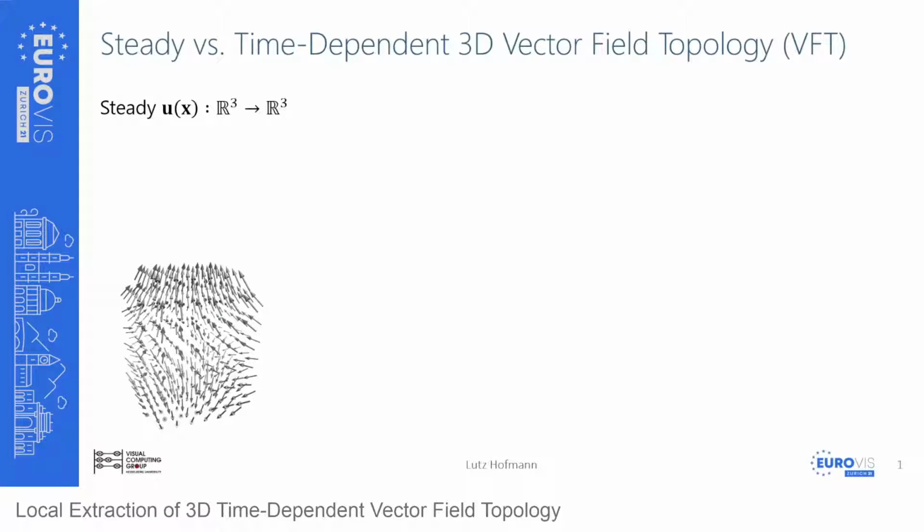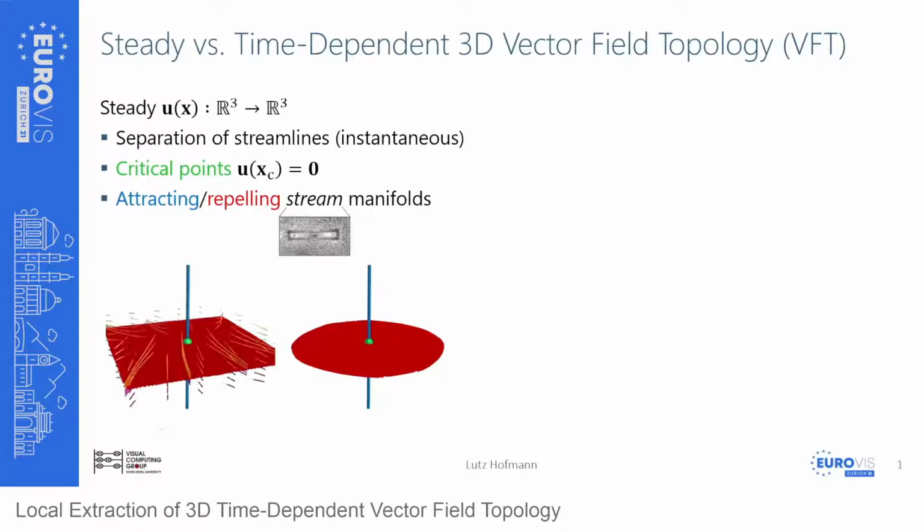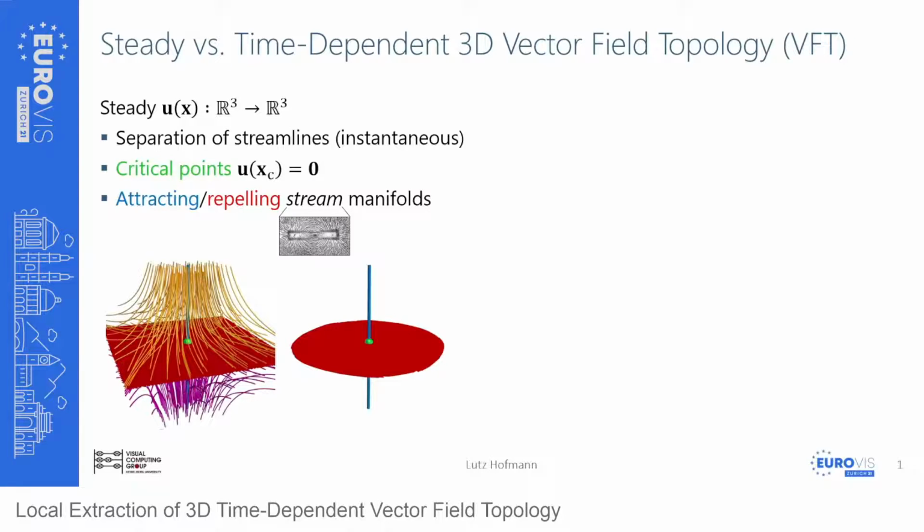A steady 3D vector field assigns a 3D velocity to each point in a three-dimensional domain. Vector field topology considers the separation of streamlines, which are tangent curves of this vector field. The generating structures are the critical points, which are isolated points of vanishing velocity, and the saddle type critical points exhibit attracting and repelling stream manifolds, which separate the domain into regions of similar flow behavior.